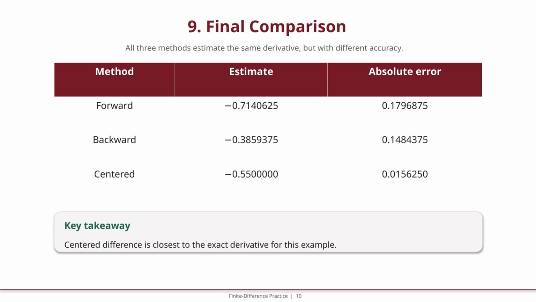Looking at the final comparison table, all three methods estimate the same derivative, but with very different accuracy. The key takeaway here is that the center difference is closest to the exact derivative for this example, which is consistent with its higher order accuracy.